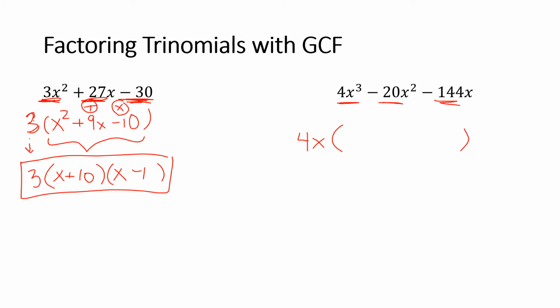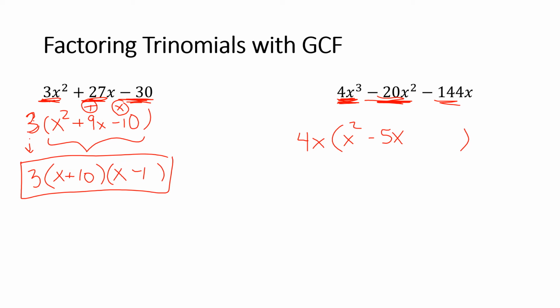So we're going to go through and factor out a 4 and remove an x from each one of these terms. So instead of 4x cubed, if you remove the 4 and you remove one of the x's, that leaves you with x squared. Instead of negative 20x squared, so negative 20, we factor out a 4, that would be negative 5. And if we remove one of those x's, that leaves us with negative 5x.